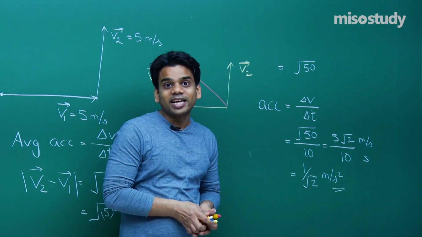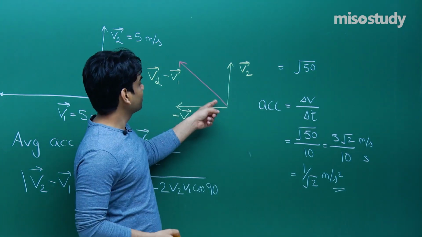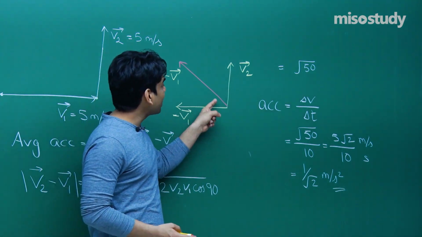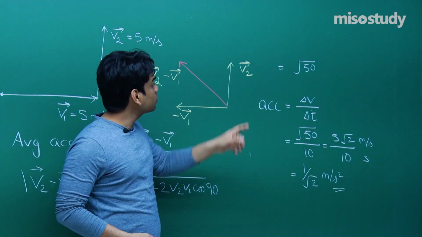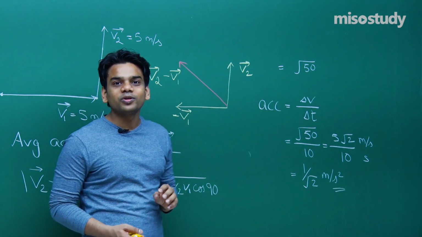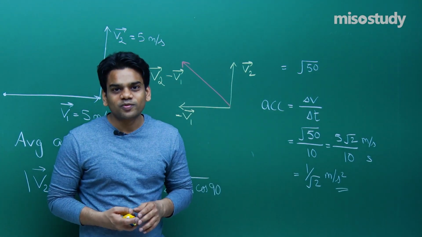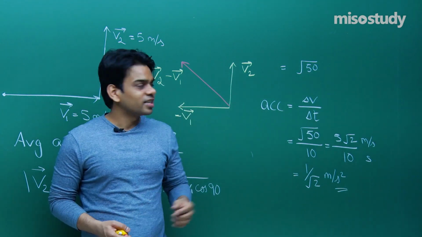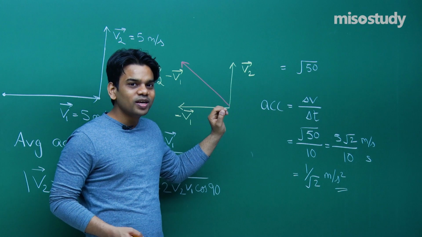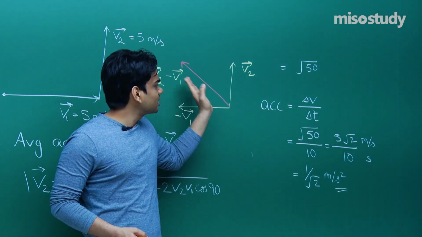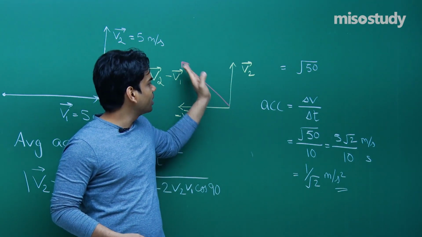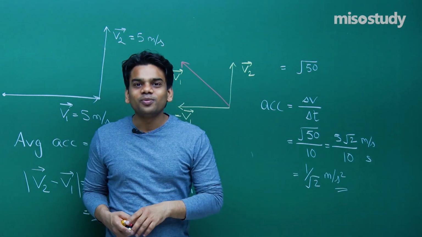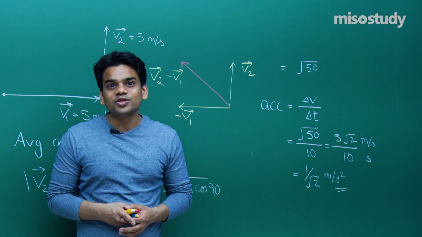We are left with direction. Direction already I have depicted here. It's towards northwest. Now you see here why I am saying it exactly northwest, because v2 and v1 both have the same magnitude and the magnitude is 5 meter per second. Now the average acceleration direction will be just in between these two, exactly lying at the bisector of these two lines, that is it will be bisector of this angle, that is 90 degrees. So it will be lying at 45 degrees. So it will be directed towards the northwest.